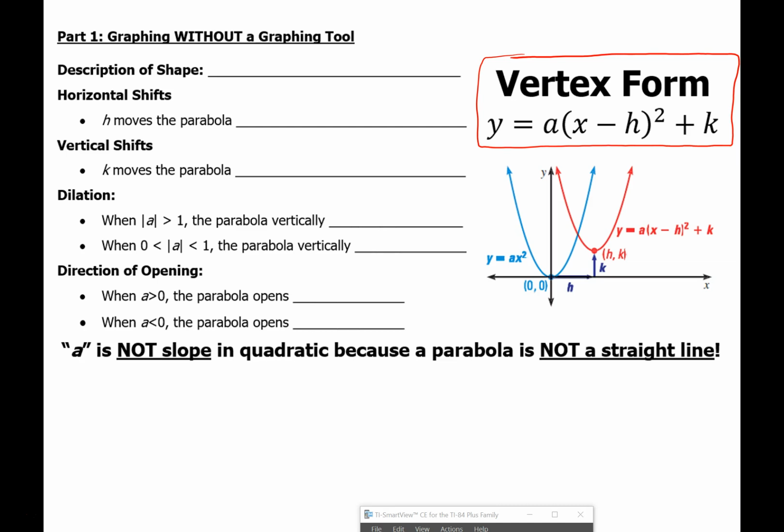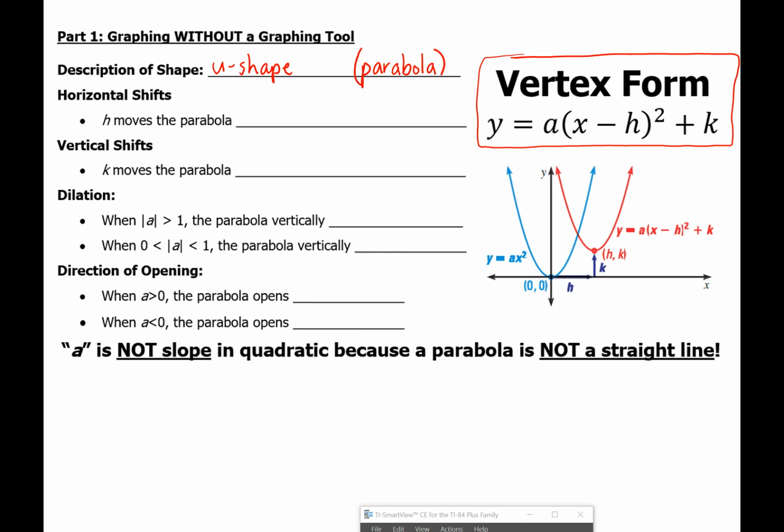The difference is that the shape is going to change. Instead of having that V shape from the absolute value bars, we're going to have a curve because of this square here. And so we're going to have this kind of U-shaped function. You can see here this blue one is the parent function. So we're going to have a couple of small differences between absolute value and vertex because it's a curved shape. So for the description of shape, I'm going to put a U shape. And this U shape is called a parabola.